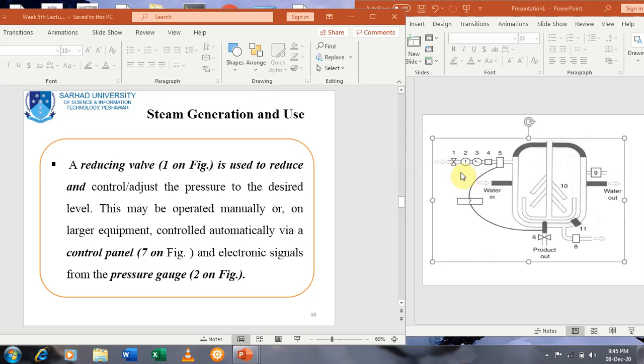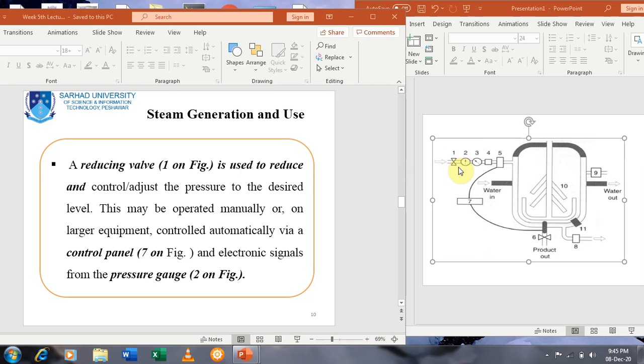This may be operated manually, or on larger equipment controlled automatically by using a control panel, designated as 7 in the figure. You can see that 7 is the control panel. For this valve, the reducing valve shown as 1, to reduce, control, or adjust the pressure to the desired level, either it is manually operated or, in larger equipment, it is controlled through the 7, the control panel.